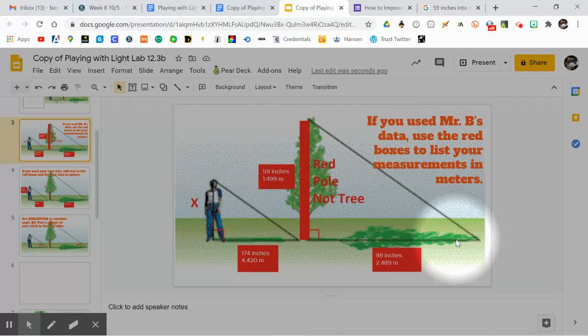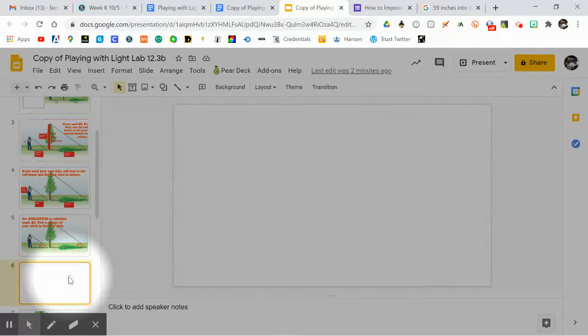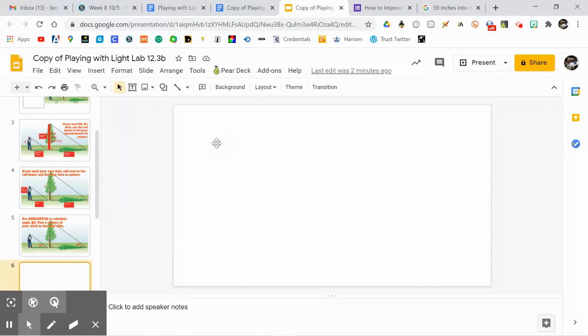Now, how come this side cannot be the adjacent side? Because this side of the triangle is the side right across from the 90-degree angle, and the side across from the 90-degree angle is also known as the hypotenuse. That is why we cannot call that the adjacent side. The adjacent side is the side next to the angle that we're trying to figure out.